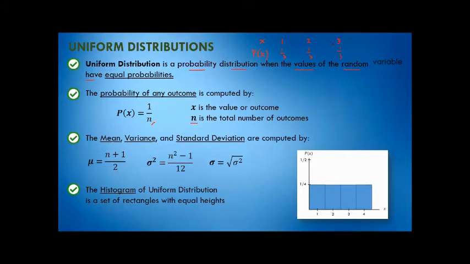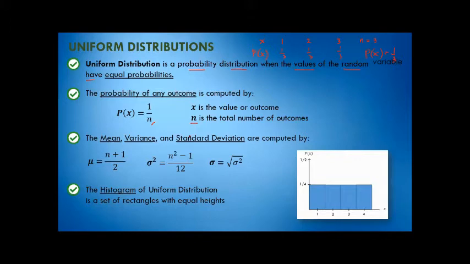So for example, on this distribution, so ang n natin is equals to 3 kasi we have 3 total outcomes. And then the value of x, of course, is 1, 2, and 3. So kahit alin dyan na outcome, ang kuhanan natin ng probability, pare-pares lang naman yung magiging sagot, which is 1/3. So probability of any value is 1/3 kasi 1 over n.